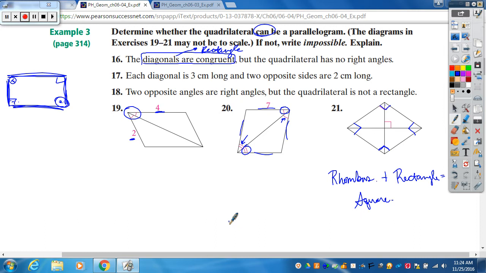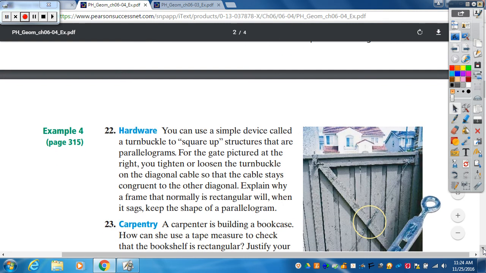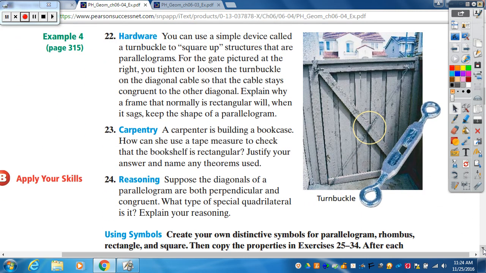All right, next we want to move down to the next couple of problems here and finish this off through 23. So we have 22 and 23. Number 22 says this: you can use a simple device called a turnbuckle to "square" in quotation marks.